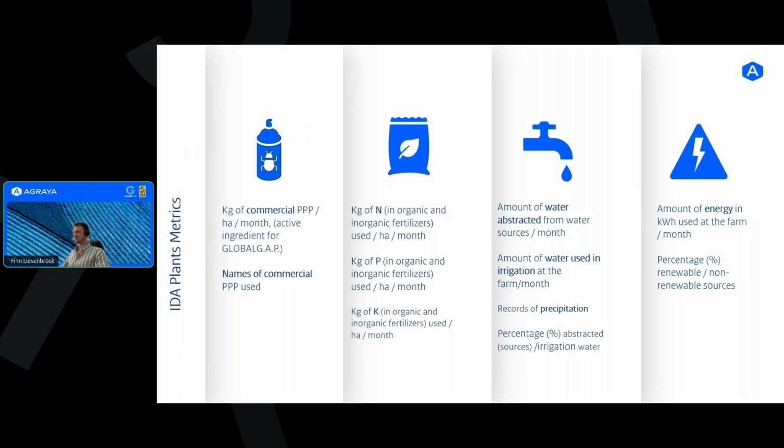Additionally, the amount of water that is abstracted from each water source per month, the amount of water used in irrigation and fertigation at the farm per month, and the records of precipitation. We are looking at these metrics to calculate the water potential. So let's say 100 liters of water were used on the farm on a certain day, and all 100 liters were abstracted from groundwater, then this is basically 0% water potential.